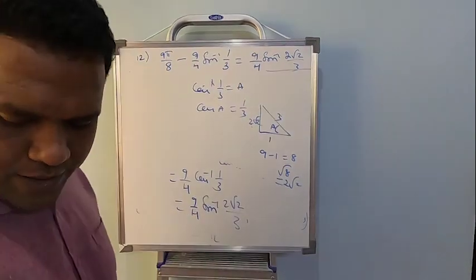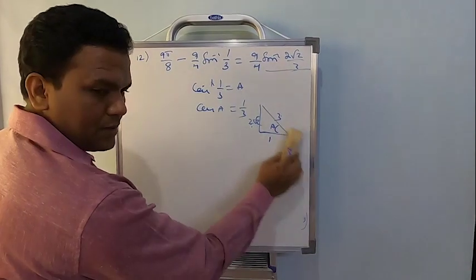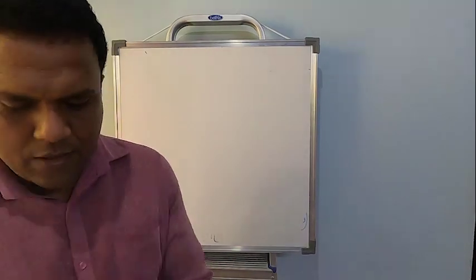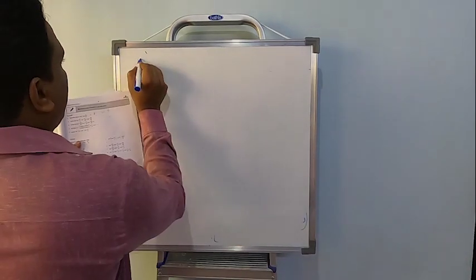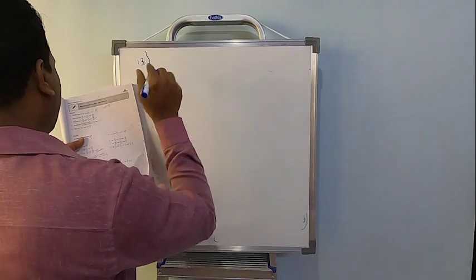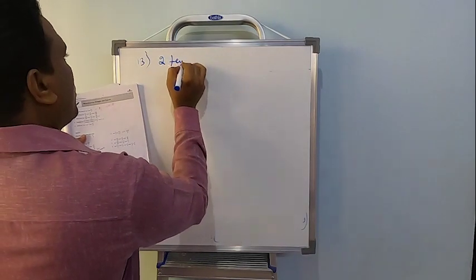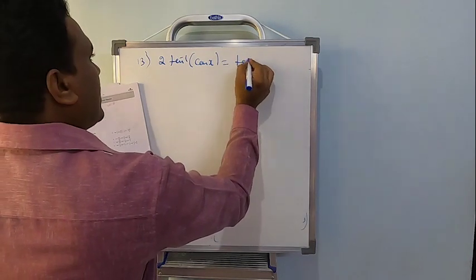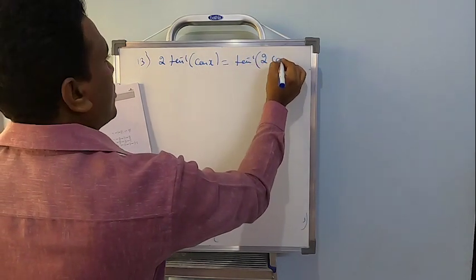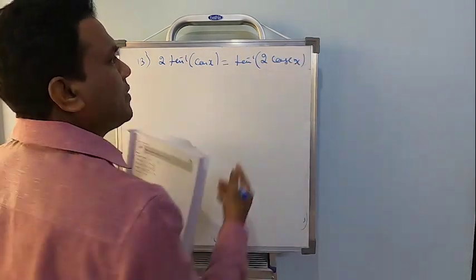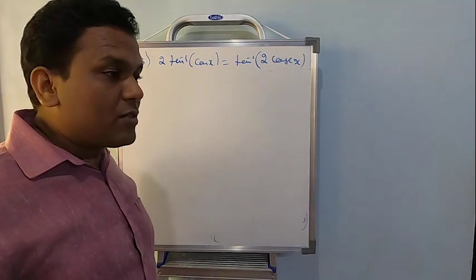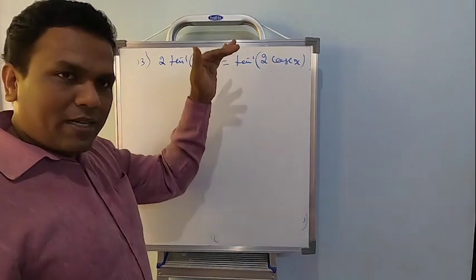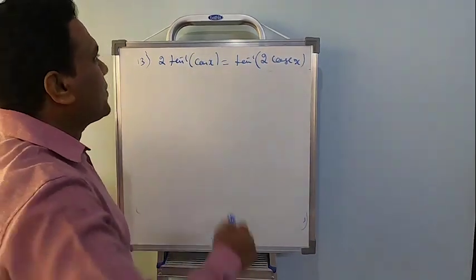Okay, let's go to the next, students. There are two problems left to solve, so let us finish this. Problem number 13: solve means we have to find the x value. 2 tan inverse cos x is equal to tan inverse 2 cosecant x. Solve it for x. Solve it means don't simply start with LHS and get the RHS. That is not the meaning. Take both the sides at the same time and solve for the x value.